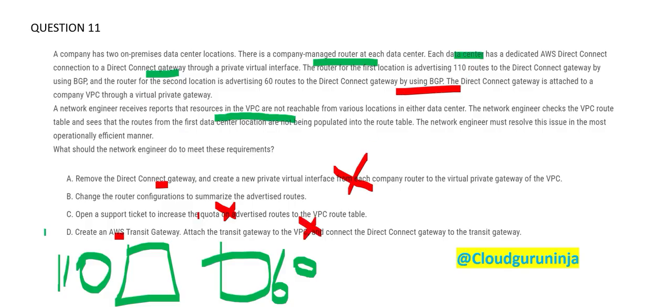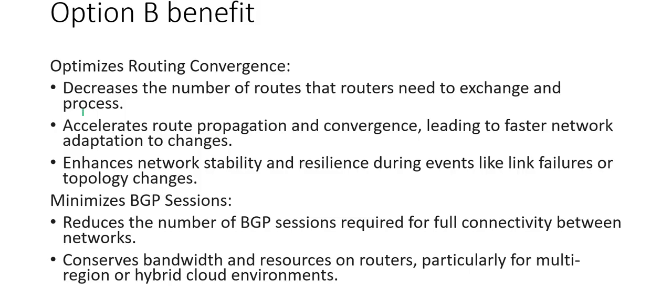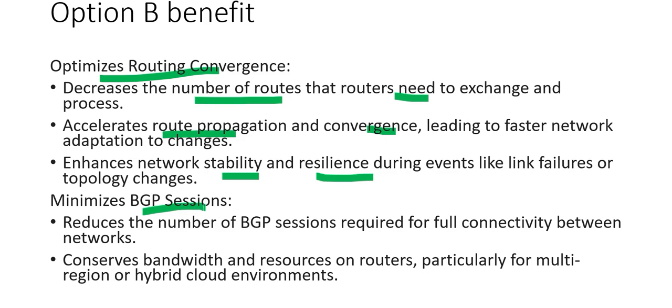Option B is our answer because change the router configurations to summarize advertised routes. In this case, this will help you with optimizing the routing convergence. It decreases the number of routes that routers need to exchange and process, and accelerates the route propagation and convergence. It enhances network stability and builds resilience. It also reduces the number of BGP sessions, so we don't need so many sessions, and that way it conserves the bandwidth resources on the routers.